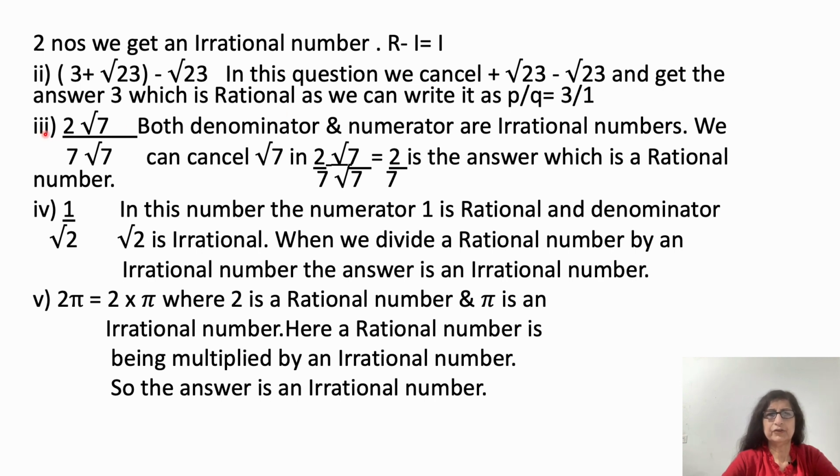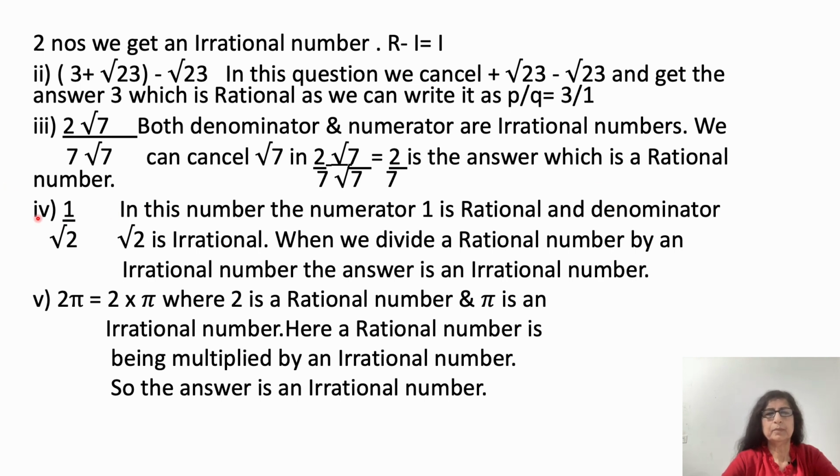We move on to part 3. 2 multiplied by under root 7 upon 7 multiplied by under root 7 is the question. Both denominator and numerator are irrational numbers. We can cancel under root 7 in the numerator and denominator, and we get the answer 2 by 7, which is a rational number.